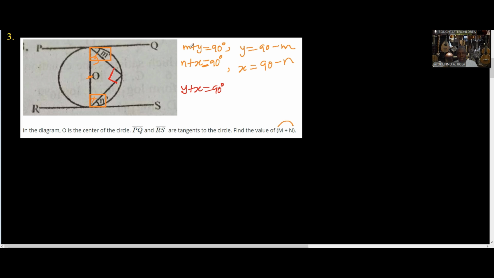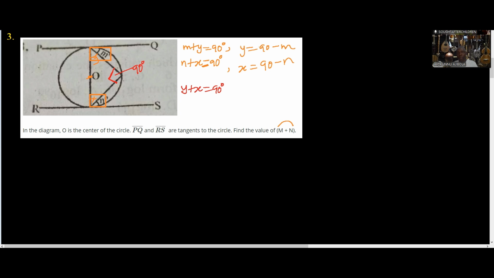Well, we were having this. We said m plus y is 90, n plus x is 90, then y is 90 minus m, and x is 90 minus n. But y plus x is also 90 because they are part of a right angle triangle. And how do we know this is a right angle? It's because the angle is in a semicircle, or we say angle subtended by the diameter is 90 degrees. Is that clear? Yes, sir.